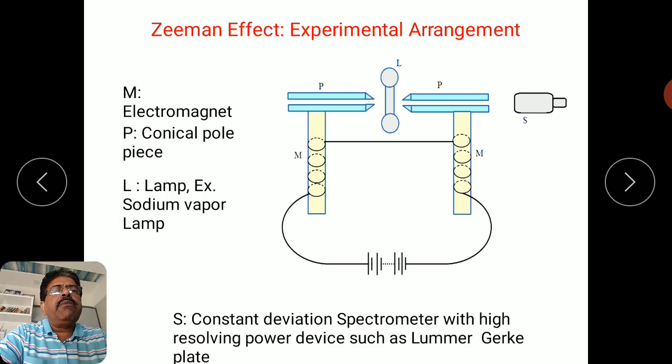Now let us discuss how to observe this particular Zeeman effect. The Zeeman effect can be observed in two different directions. One is the longitudinal direction and another is the transverse direction. That is, parallel or in the direction of the magnetic field, or perpendicular to the direction of the magnetic field. So you can place this spectrometer either along the direction of the magnetic field or in a transverse position, that means perpendicular to the direction of the magnetic field.